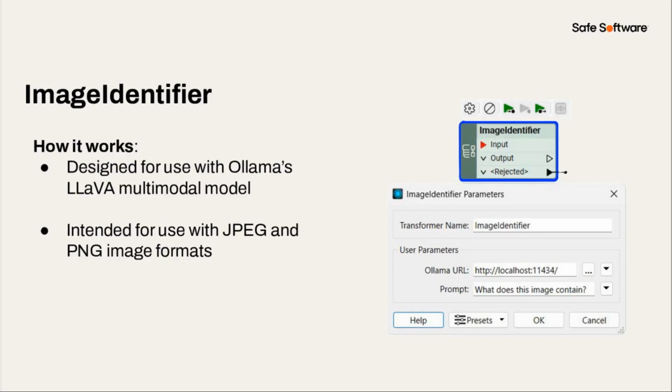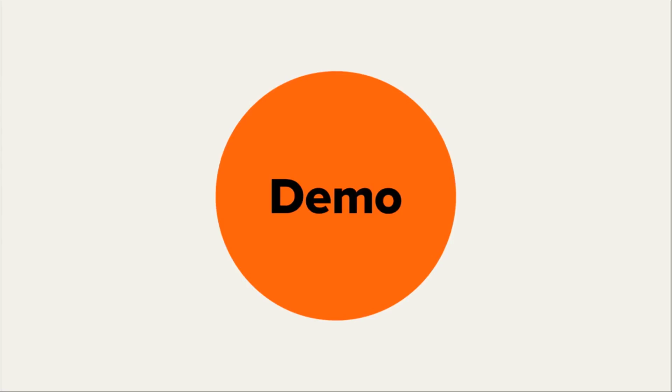You can check out the Hub for more details about our transformers. Then our prompt, which is our textual instruction, will be set in our next demo to: what does this image contain? It's intended for use with JPEG and PNG image formats, which is a limitation of this transformer. So, getting into the demo.